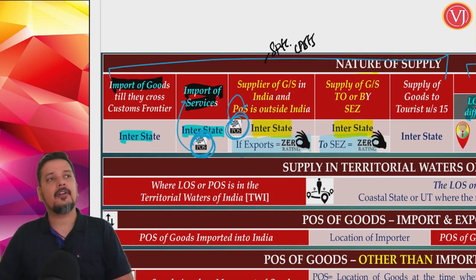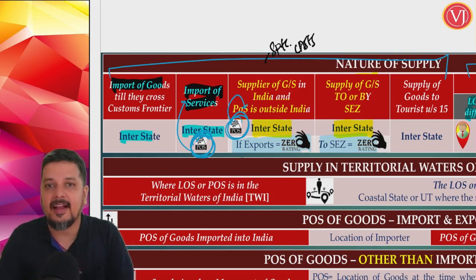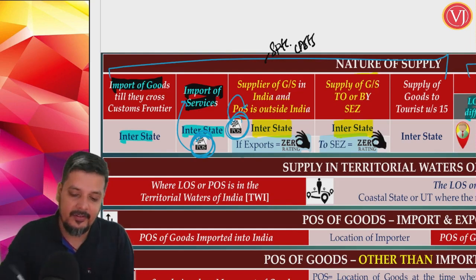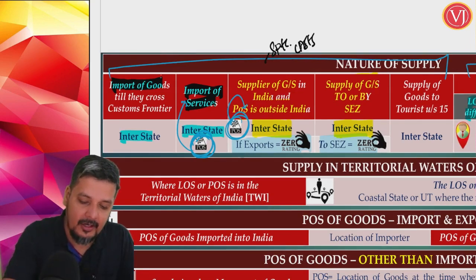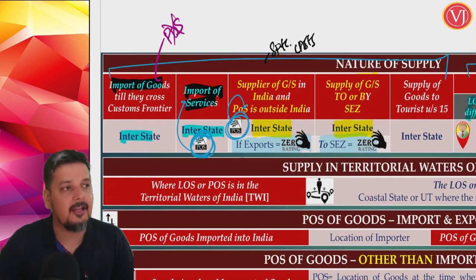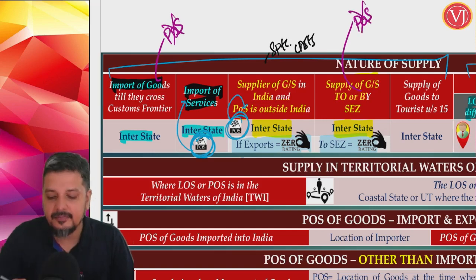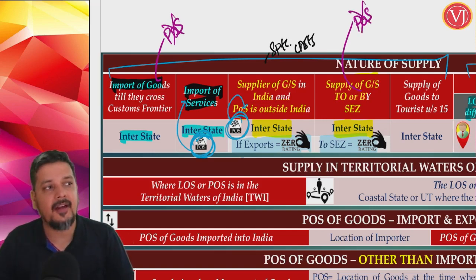But if you see things carefully, when you are talking about an SEZ transaction, by SEZ or to SEZ, you need not find the place of supply. By default, it is IGST. If it is import of goods, you need not even find the place of supply. By default, it is IGST. If it is supply by SEZ or supply to SEZ, you need not find the place of supply. By default, it is IGST.